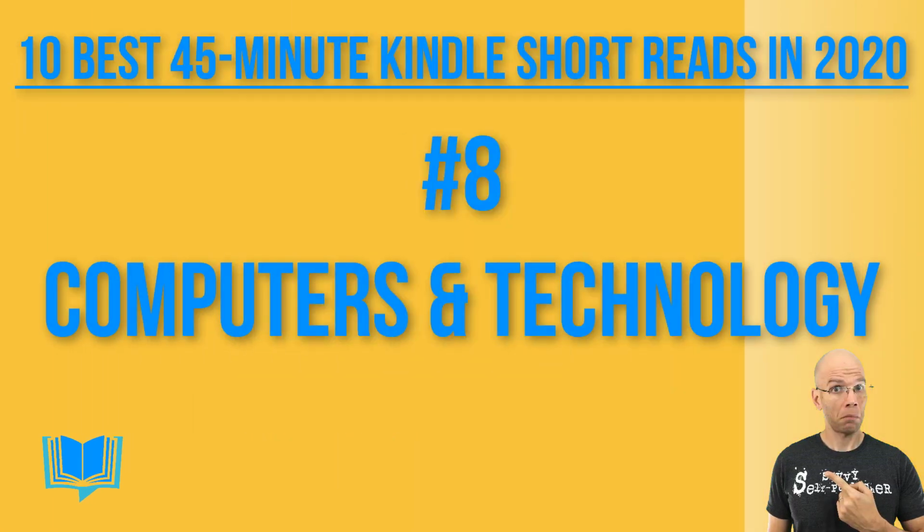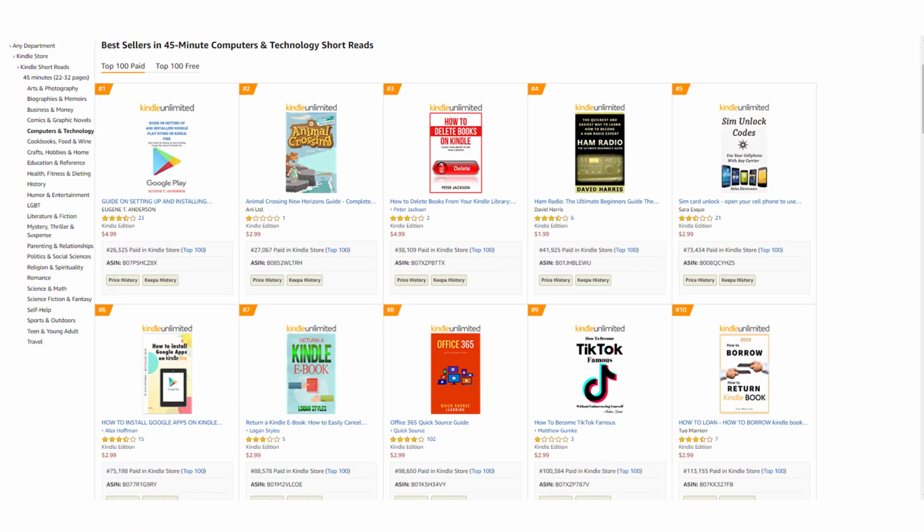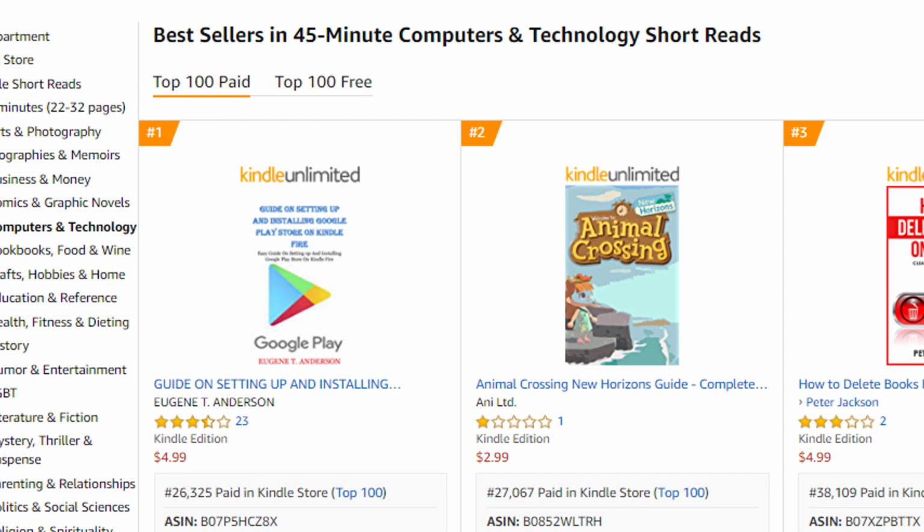Number 8. 45-minute computers and technology short reads. There's definitely opportunity here because at the number 1 spot, you'll see the book is holding 26,300. It's funny to note that it is a guide on setting up and installing Google Play Store on Kindle Fire. Wow. And this means that there are enough people either checking it out through the Kindle Unlimited program or buying it at $4.99. How interesting that a how-to guide is doing so well.